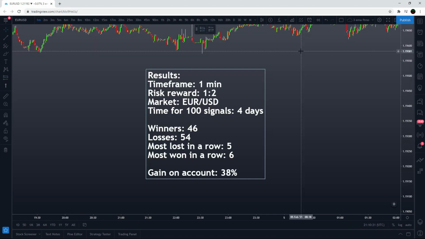The results are in after the 100 tests, and it only took 4 days of price data to find the 100 signals. Now, there were 46 winners and 54 losses. The most lost in a row was 5, and the most won in a row was 6. Gain on the account, 38%.